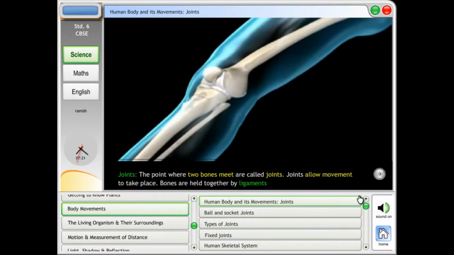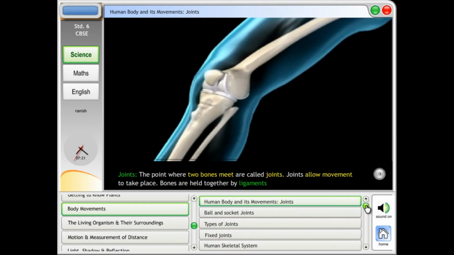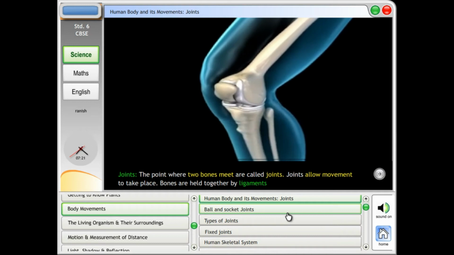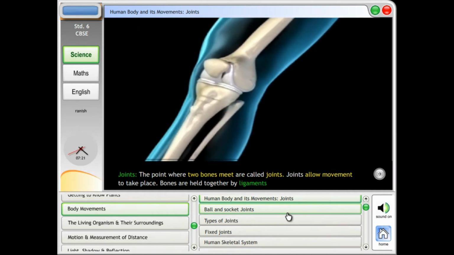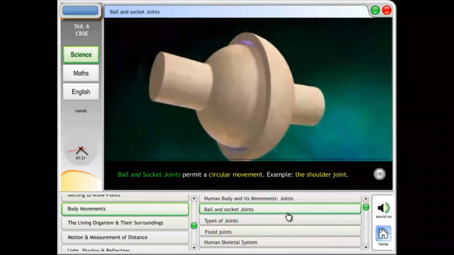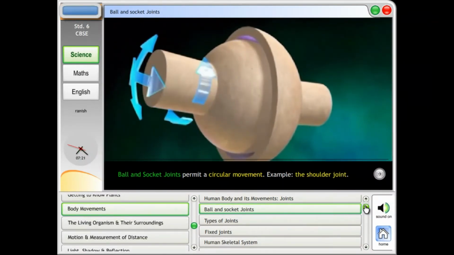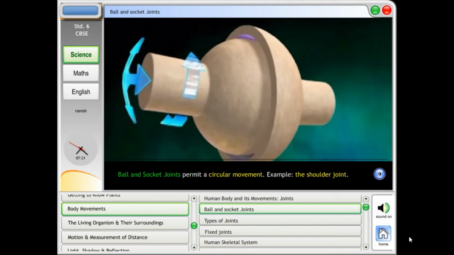Joints. The point where two bones meet. Joints allow movement to take place. Bones are held together by ligaments. Ball and socket joints. Ball and socket joints permit a circular movement. Example, the shoulder joint.